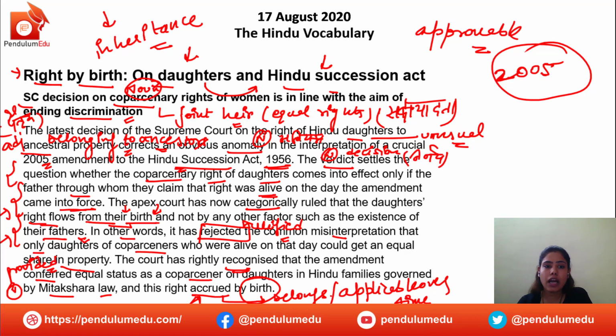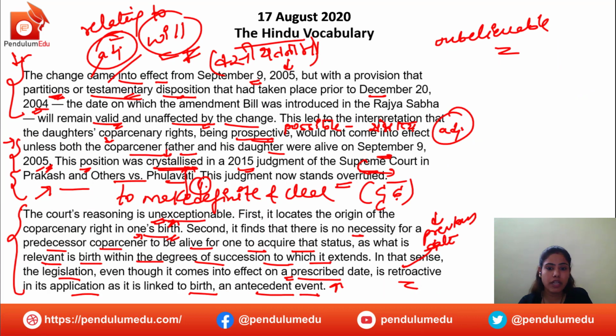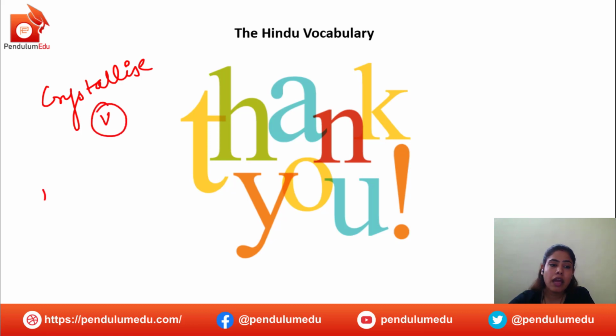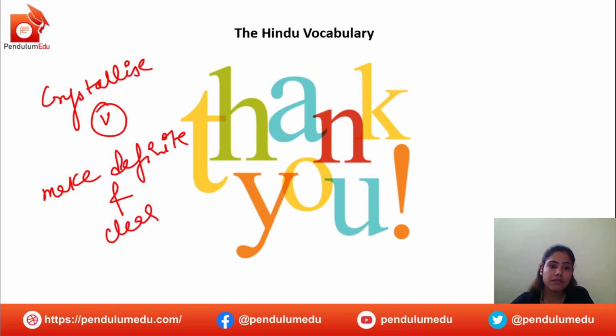So this was the entire article that was there to be discussed for today, and the word that I would take for you today would be crystallize. It's a verb, means to make definite and clear. So maybe some sort of statement that you've given, you're making it clear, you're crystallizing it. So this is a verb. Try to use it in your sentence. Comment the sentence below. If it's wrong, we would correct it and send it back to you.